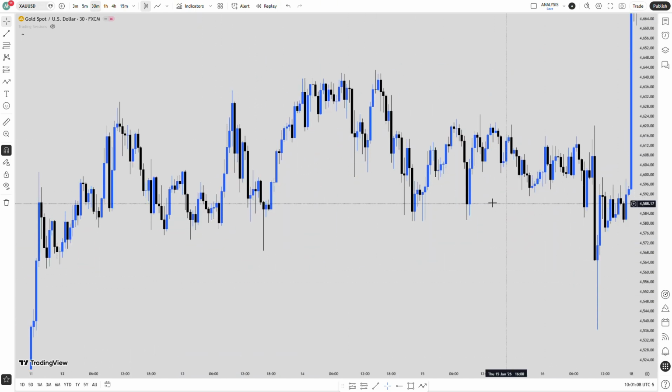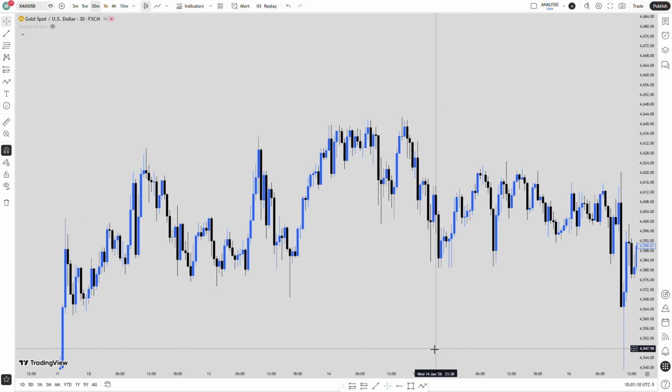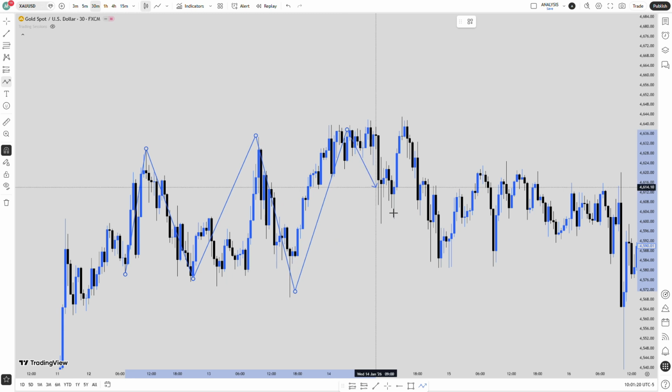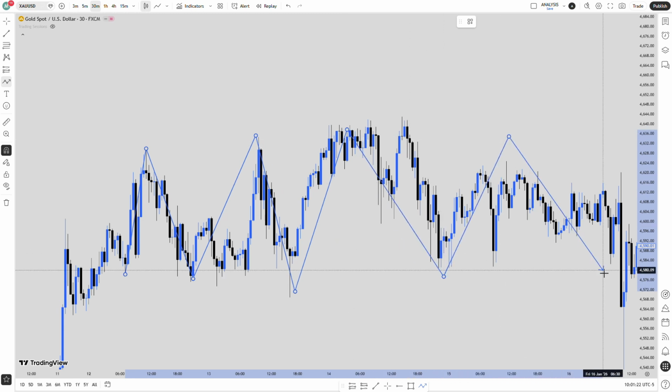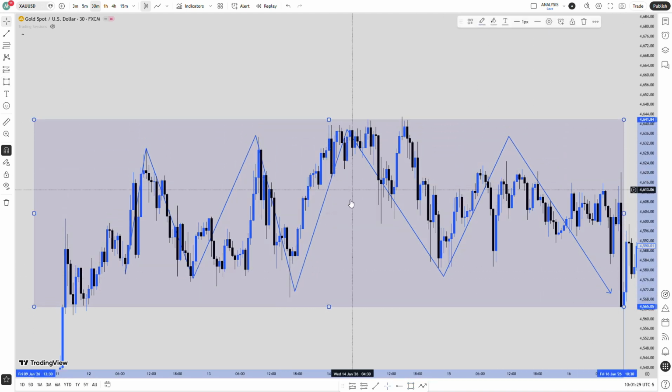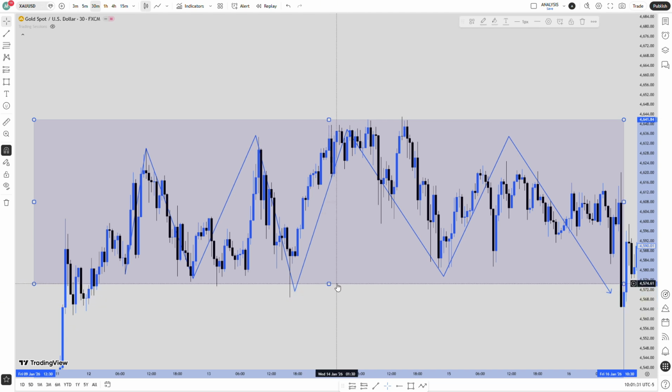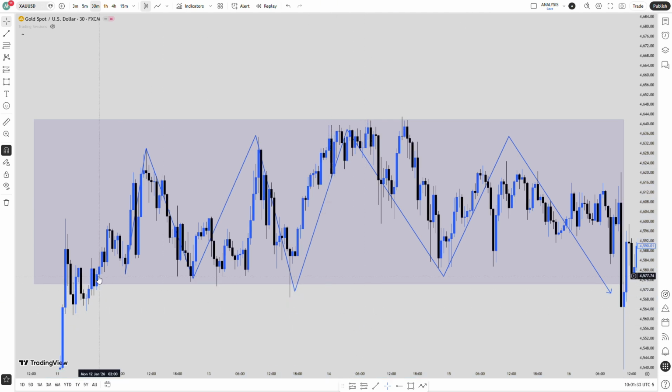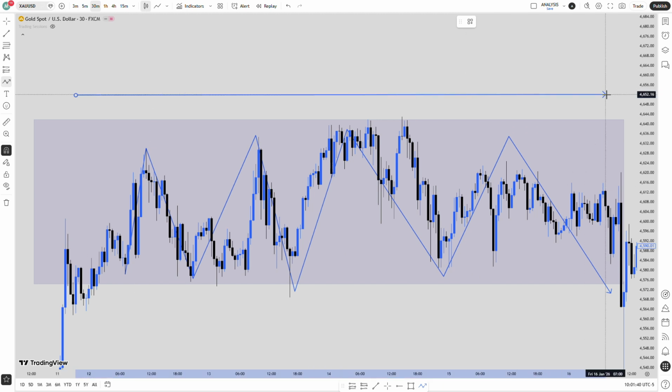So for a ranging market, as you can see on the screen, the market just keeps going from this point to this point, back to this point, to this point, back to this point, to this point, back to this point. Basically, we can see that this is the box that the market tends to keep oscillating around. So in a ranging market, we can't see a defined direction. The market is just moving from the left to the right.